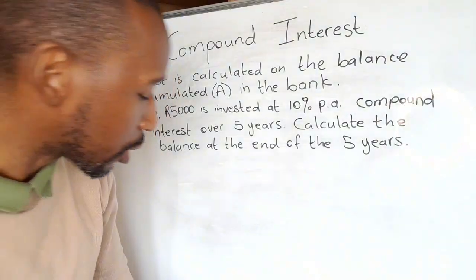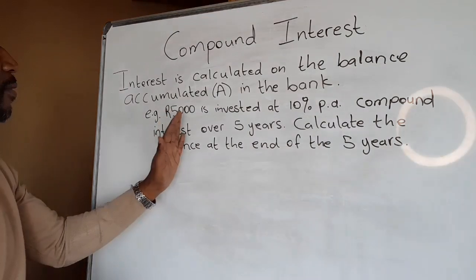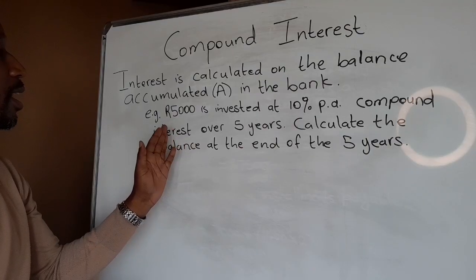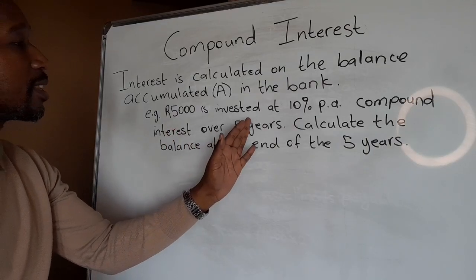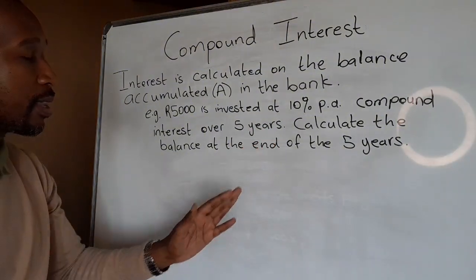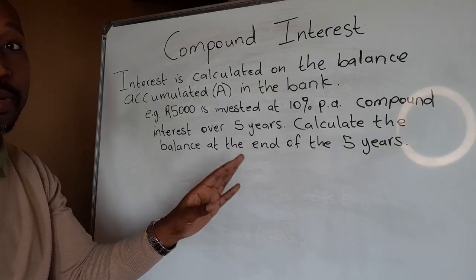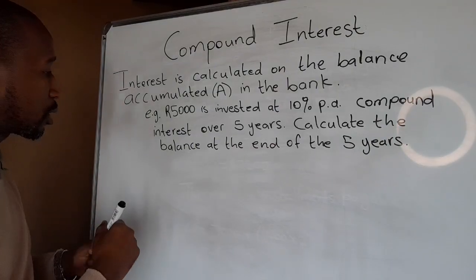Now we'll take the example of 5,000 Rand invested at 10% per annum compounded interest over the same period of time, which is 5 years. Now we want to calculate the balance at the end of the 5 years that would be in this particular account. So what do we do then?